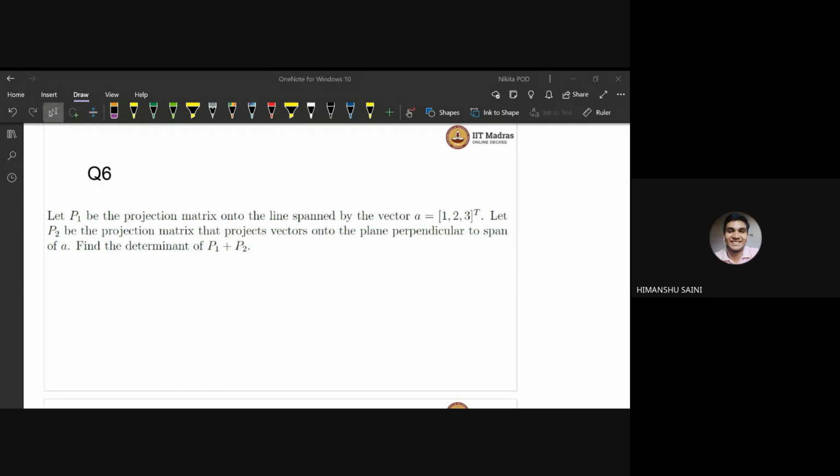Ma'am, we can find P1 easily here, and P2 we can find by getting the plane because it's orthogonal to (1, 2, 3). We can get the basis for that, and we can make a matrix by dotting those with those basis. Or we can directly go with it: both are orthogonal complements. So it should give the identity matrix, and the determinant should follow from that. Very straightforward explanation for this.